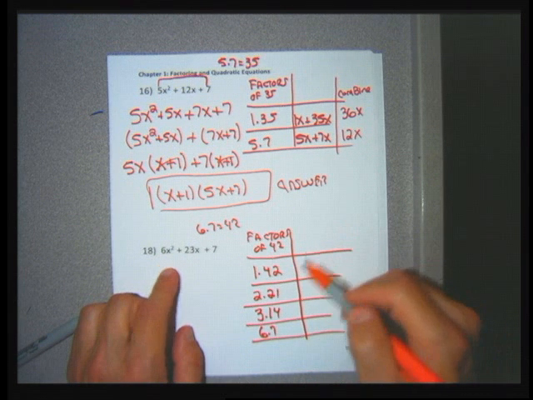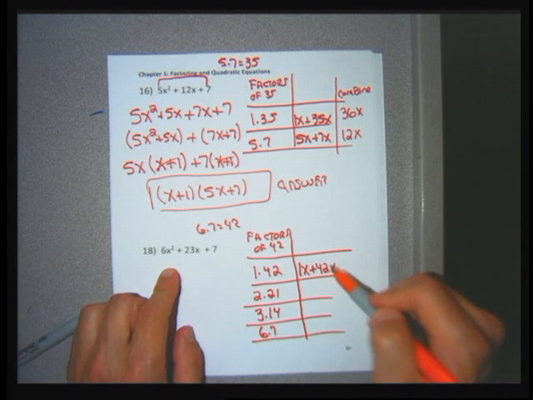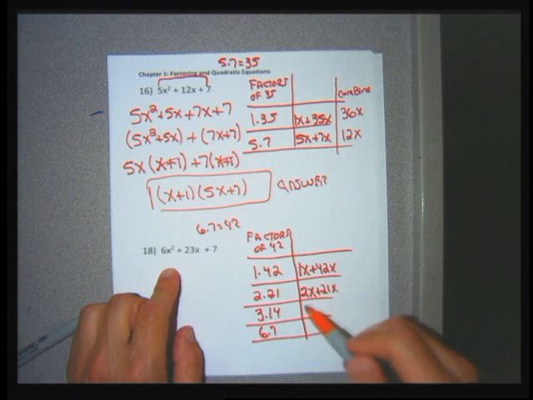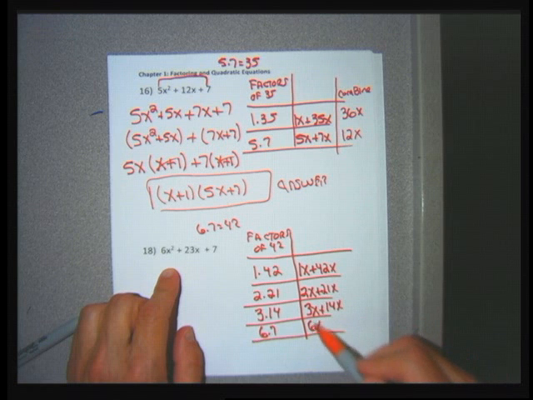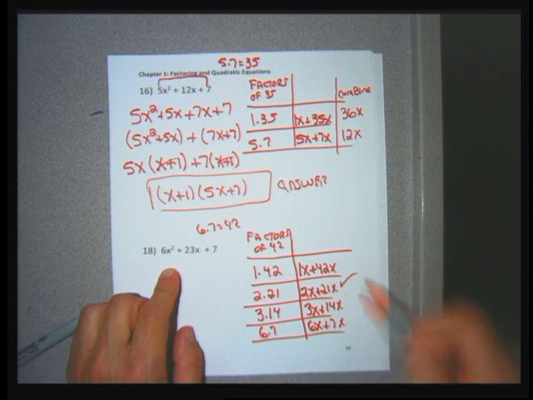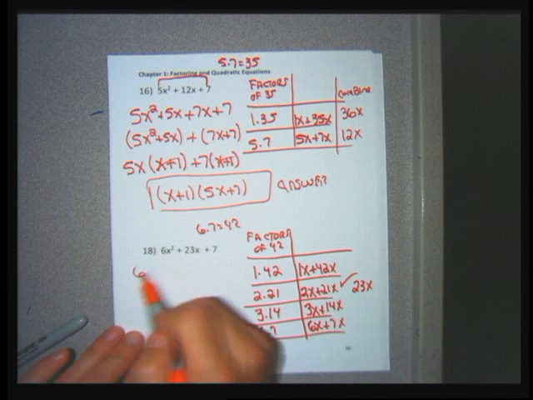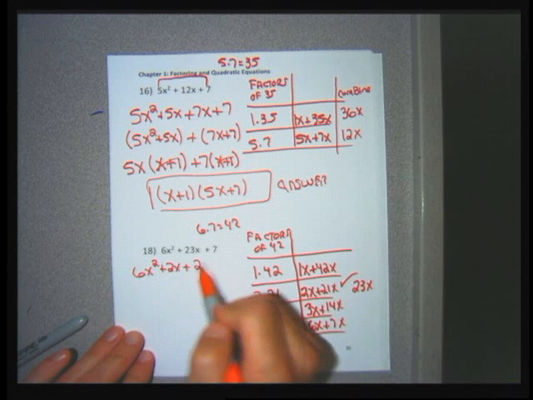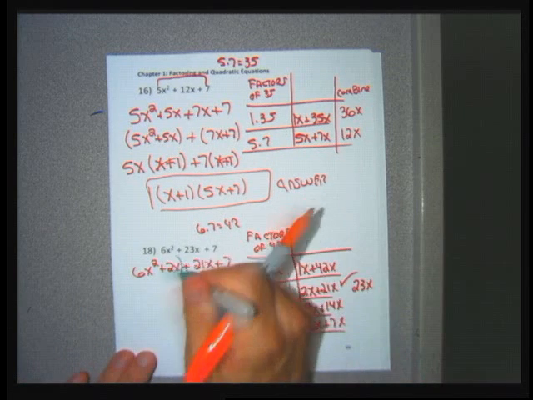So this would allow me to break it up into 1x plus 42x, or 2x plus 21x, or 3x plus 14x, or 6x plus 7x. That's the pair I'm going to need because those will combine to be the 23x. So I'm going to rewrite this as 6x squared plus 2x plus 21x plus 7. Introduce my parentheses.